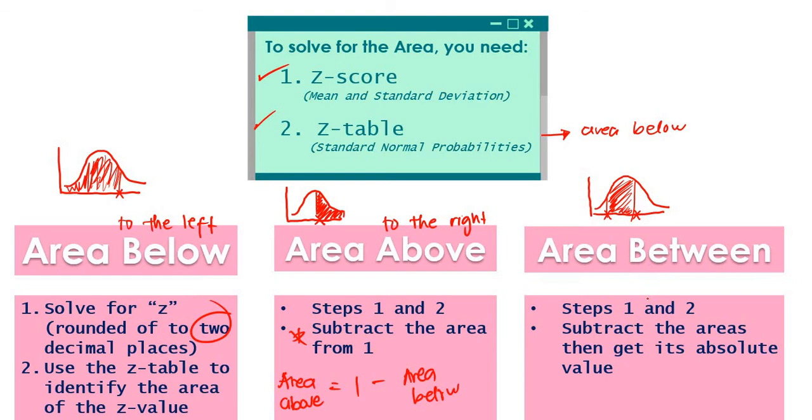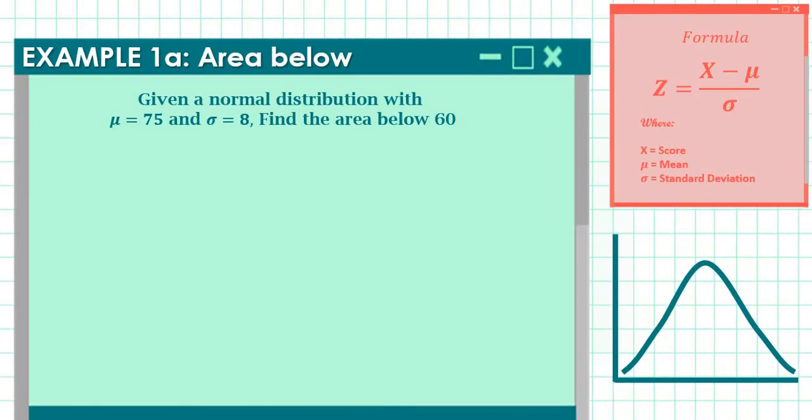And lastly, for area between, we still follow steps 1 to 2, but this time we need 2 z's labeled as z sub 1 and z sub 2. We also need 2 areas here, and the additional step is to subtract the areas, then get its absolute value. Or in other words, when we want to solve for the area between, that is simply the absolute value of the area of z sub 1 minus the area of z sub 2. Let's now proceed to examples.